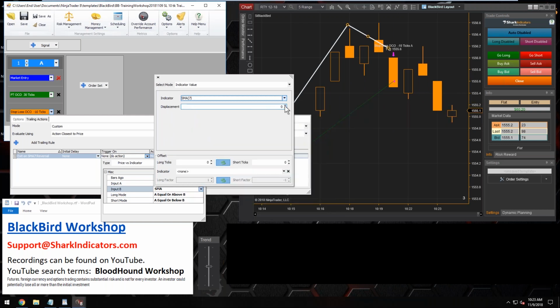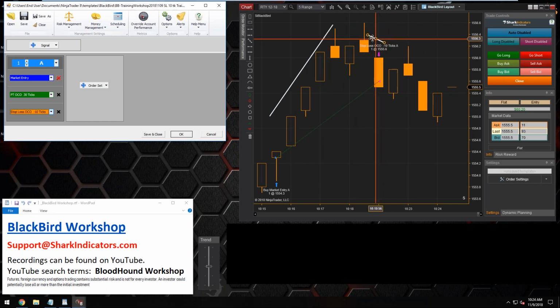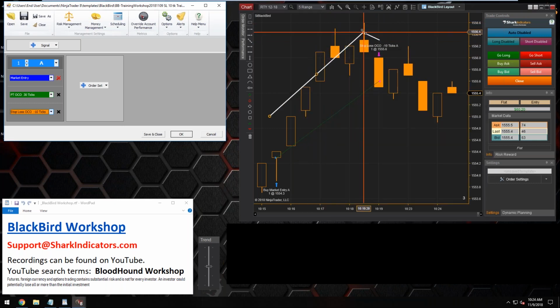But this time we want a displacement of 1, right? So, the way that you calculate the slope of an indicator is you take the, so let's go over here. So for example, let's see here. Let's try and make this a little more realistic here.